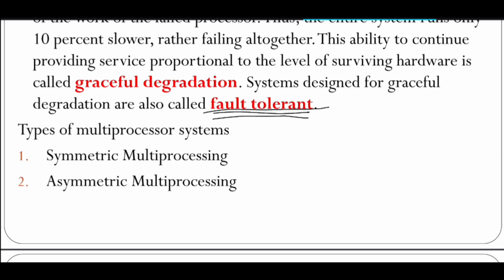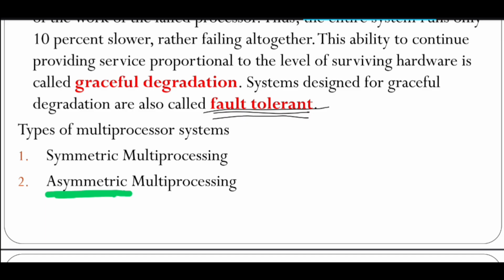Then types of multiprocessor systems. One is symmetric, another is asymmetric. First I am telling about symmetric. Symmetric means all the microprocessors in the system are able to execute all different types of tasks. There is nothing specific. All the processors execute all the tasks in symmetric multiprocessing. But in asymmetric multiprocessing, only specific processors can execute specific tasks.